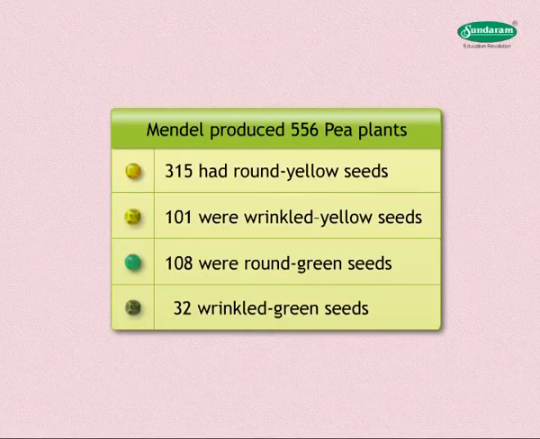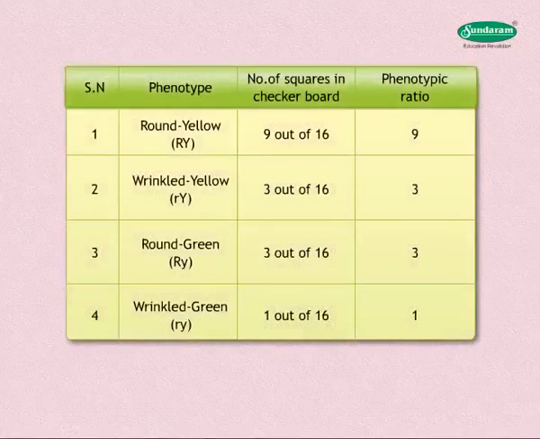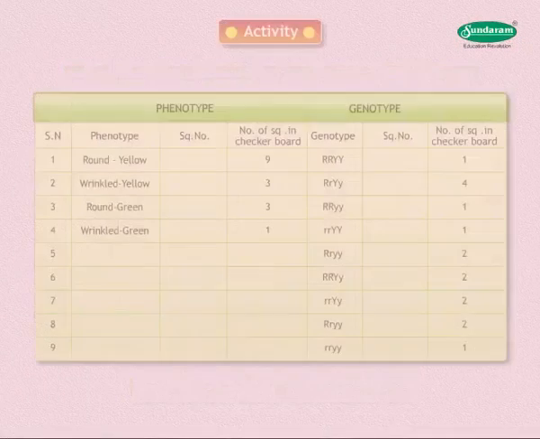Mendel produced 556 pea plants, of which 315 had round yellow seeds, 101 had wrinkled yellow seeds, 108 had round green seeds, and 32 had wrinkled green seeds. Second filial generation F2. Observational study of the F2 generation gives the results as shown. The phenotypic ratio is equal to 9:3:3:1.